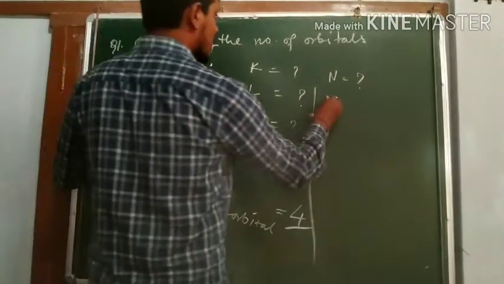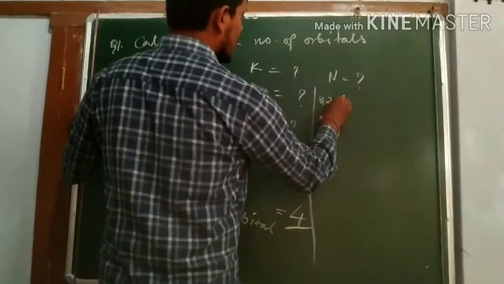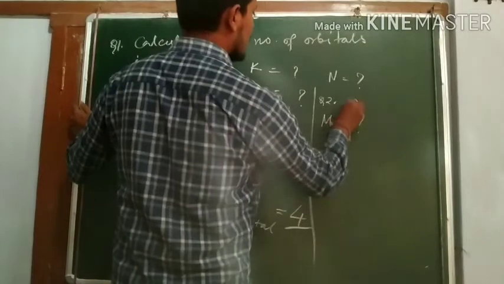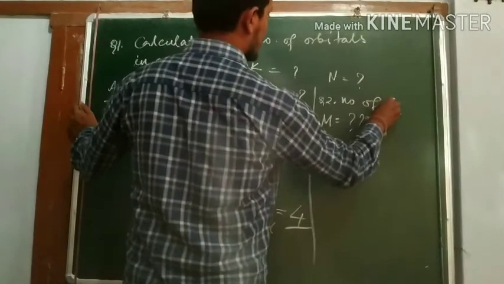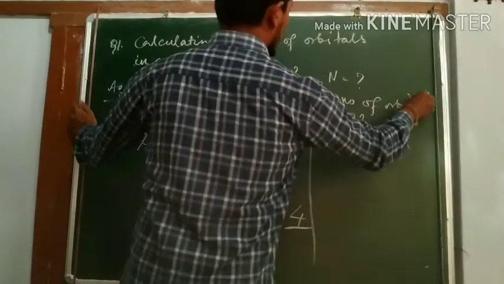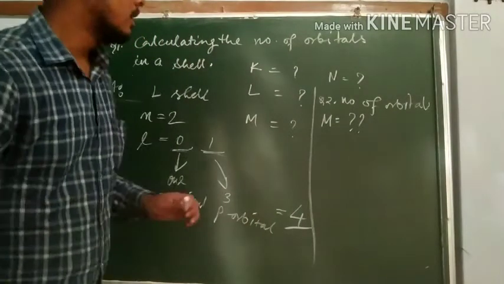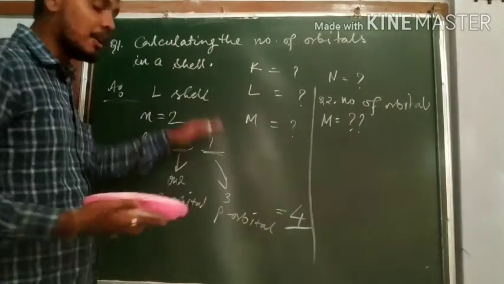So you find out the number of orbitals in M cell. Number of orbitals. So please calculate the number of orbitals in the M cell. M cell of keta orbital thakibo total. So this is the first way to do.